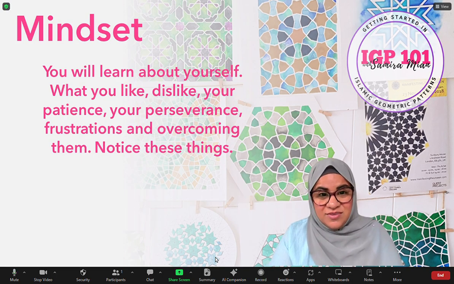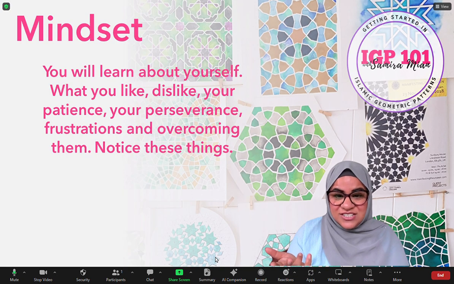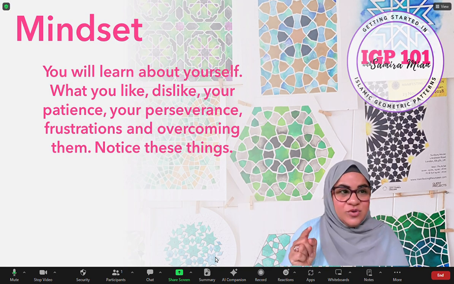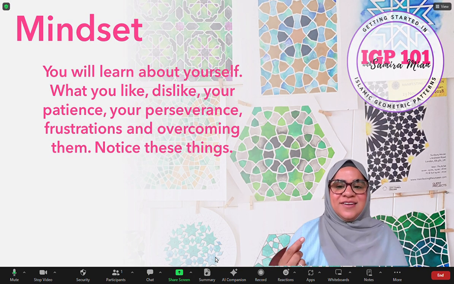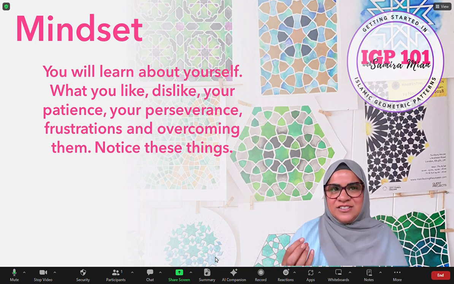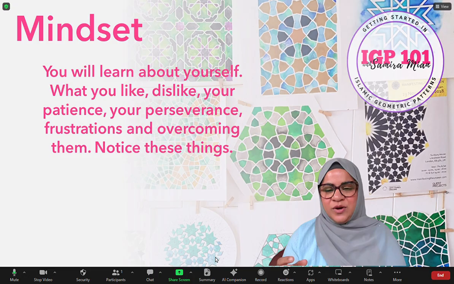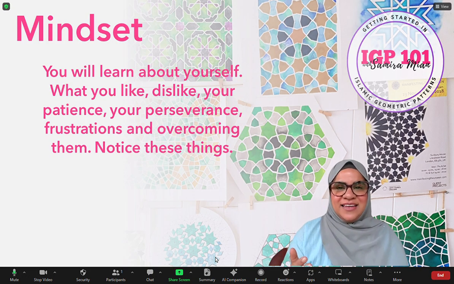This is so important. You will learn about yourself. You will learn what you like, dislike, your patience, your perseverance, frustrations, and overcoming them. Notice what kind of learner you are. Notice what kind of person you are, and really find ways to do what you enjoy and stretch out those processes you enjoy.